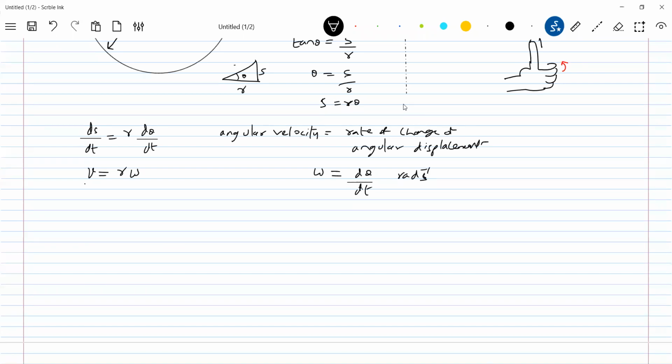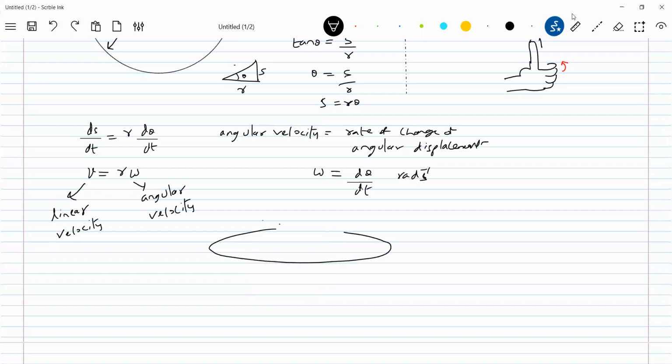We'll call this linear velocity. Linear velocity will be directed along one specific straight line. And what about omega? This angular velocity will be directed along the axis. Sir, what about the directions? How will v and omega be? So let me take the case when the particle is moving and this is the axis.